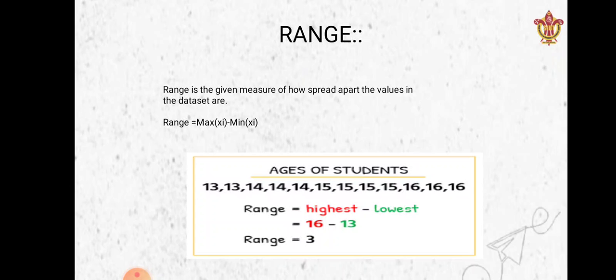Considering the example of ages of students, I have this list of students in which their ages are provided. For calculating the range, I will subtract the lowest value from the highest value. The highest value in the given list is 16. So 16 minus 13, which is equal to 3.